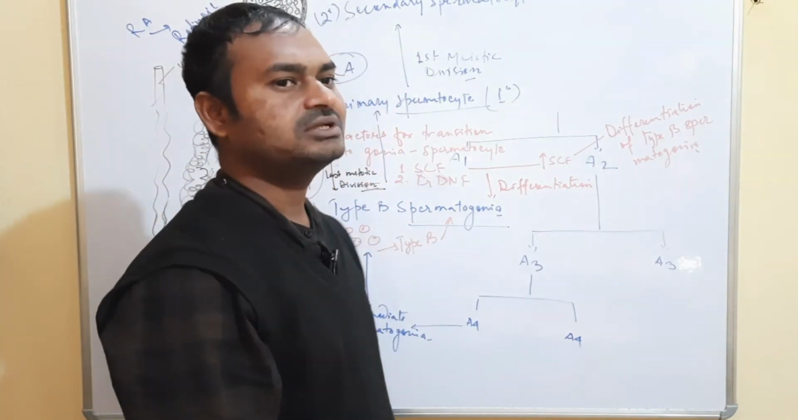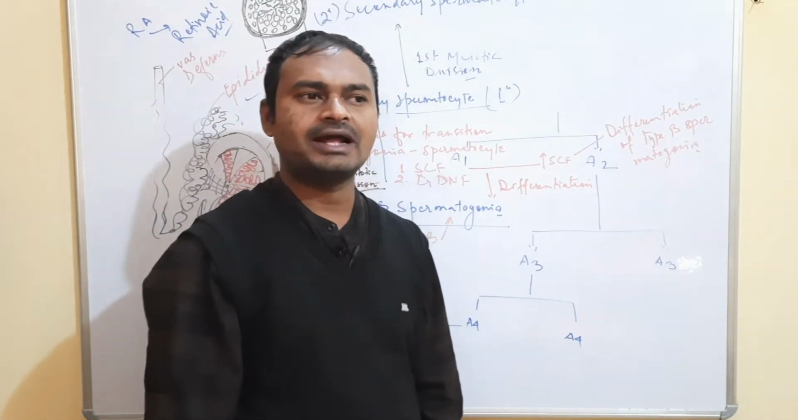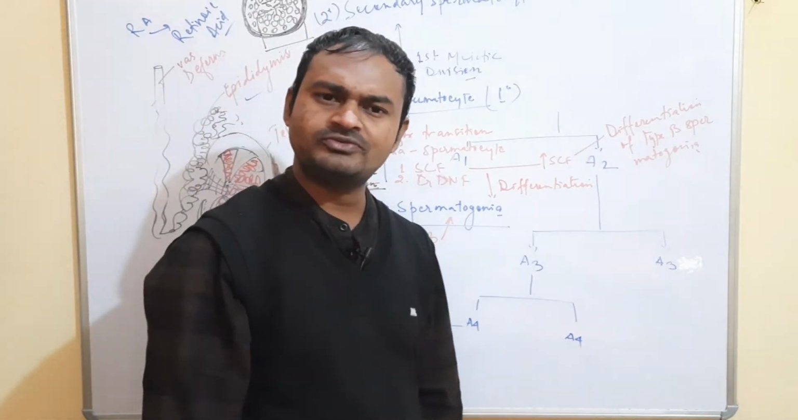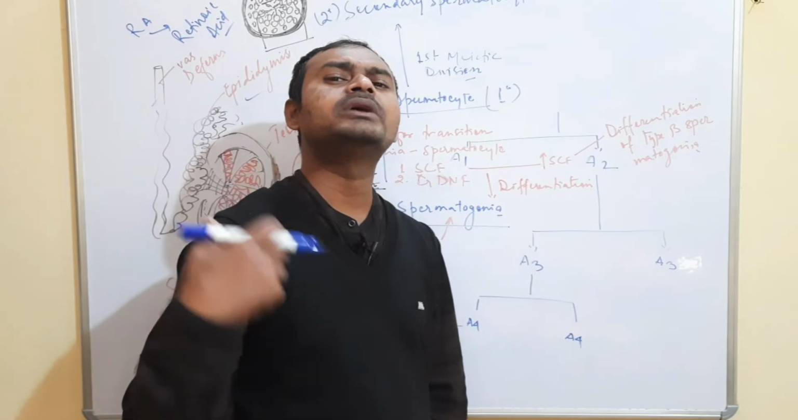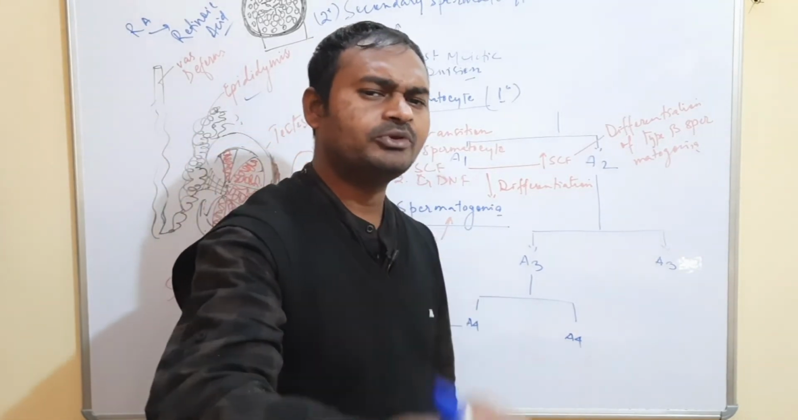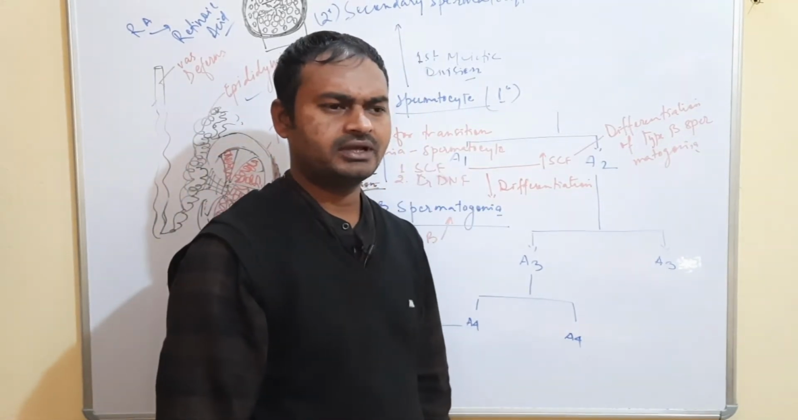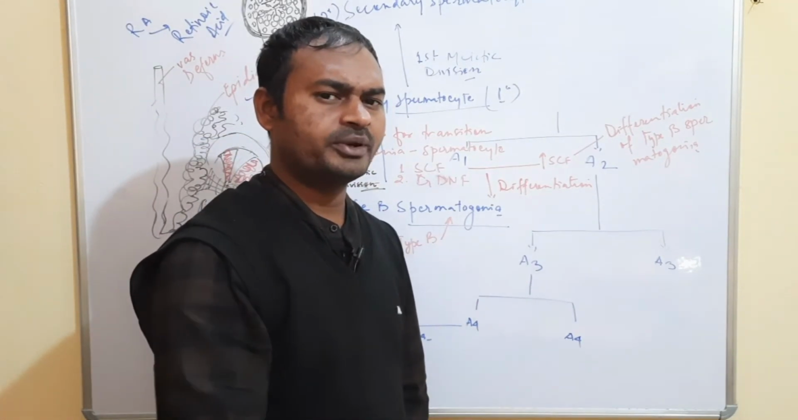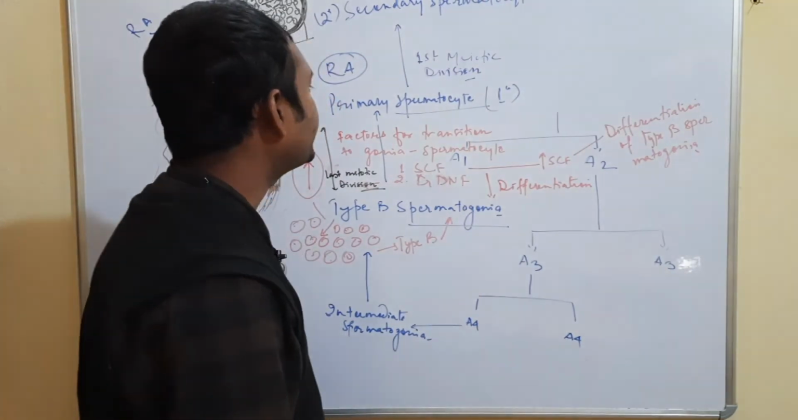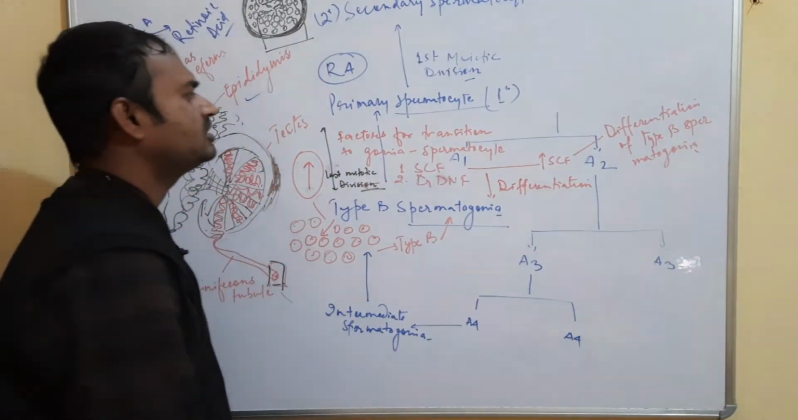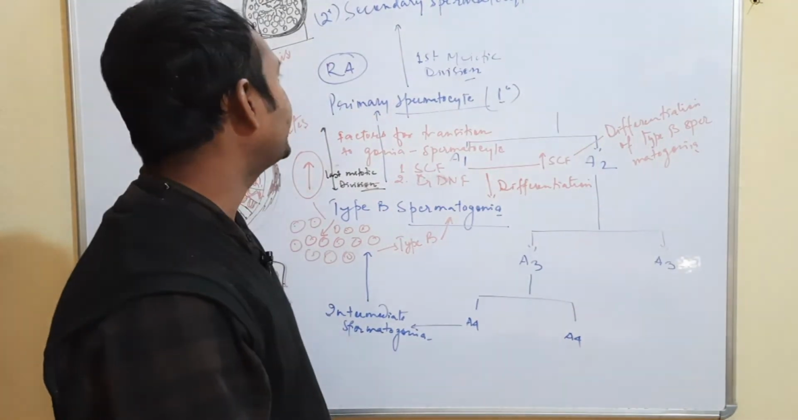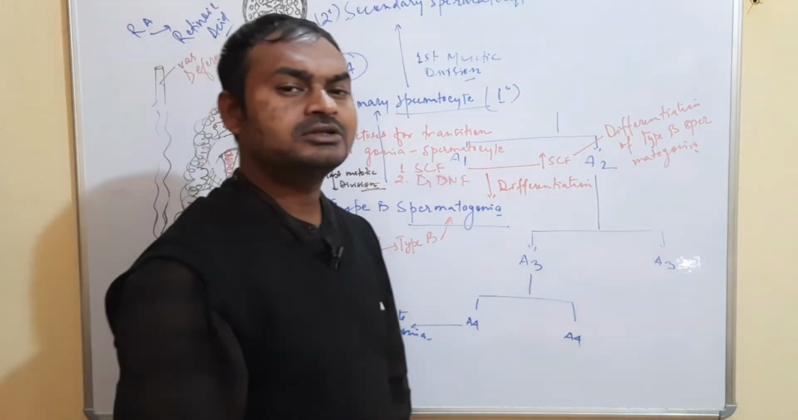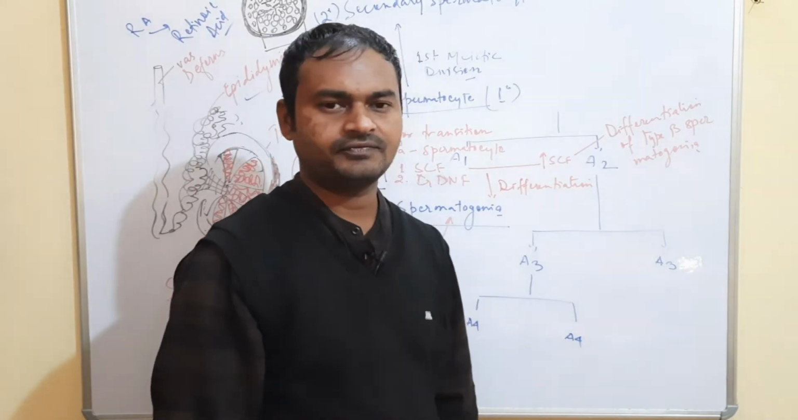In the last lecture we understood that RA, retinoic acid, is responsible for the transition from mitotic division to meiotic division. So here again it comes as a dominant factor. The retinoic acid is responsible for the transition of the primary spermatocyte to the secondary spermatocyte under the influence of the first meiotic division.